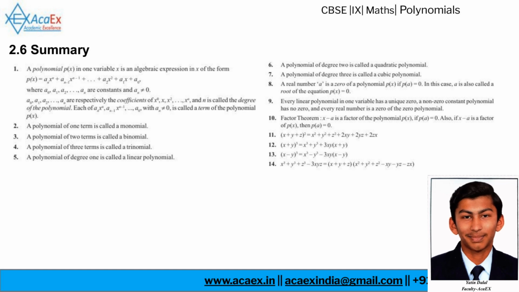Summary. This slide provides a comprehensive summary of the chapter, including definitions for monomial, binomial, trinomial, linear, quadratic, and cubic polynomials. The definition of a zero of a polynomial. The factor theorem: x minus a is a factor of p of x if p of a equals 0. A list of the key algebraic identities covered.